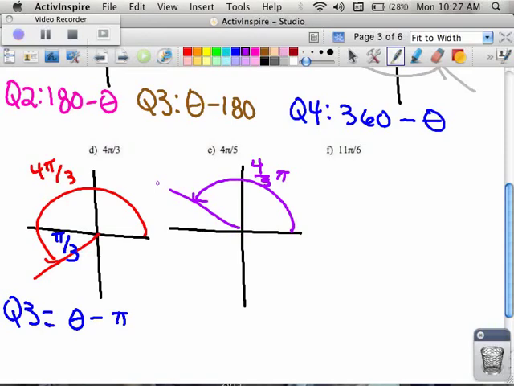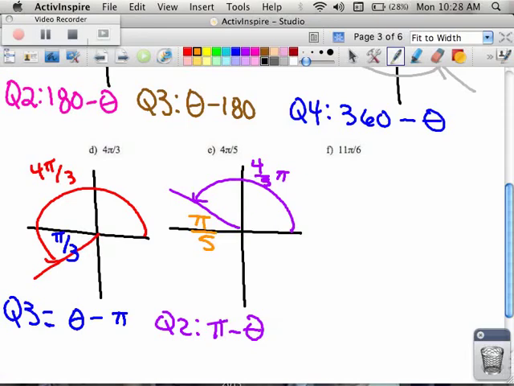What quadrant am I in? 2. In quadrant 2, the rule was take 180 minus my angle. I don't want to use 180, I want to use pi. So take pi minus your angle. And in this case, if you take pi minus your angle, 1 pi minus 4/5 of a pi would be 1/5 of a pi. 5/5 minus 4/5 is 1/5. Or in other words, pi over 5. It's about getting common denominators.